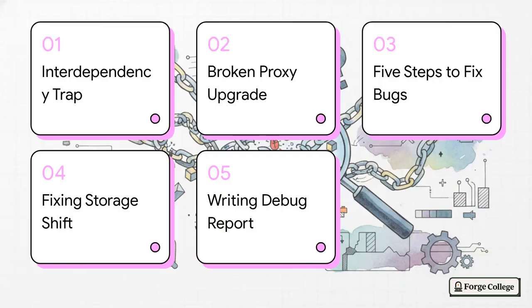Here's the agenda for today's case file. We'll start with Section 1, the interdependency trap. Then Section 2, the broken proxy upgrade. After that, Section 3, 5 steps to fix bugs. Section 4, fixing the storage shift. And finally, Section 5, writing the debug report.